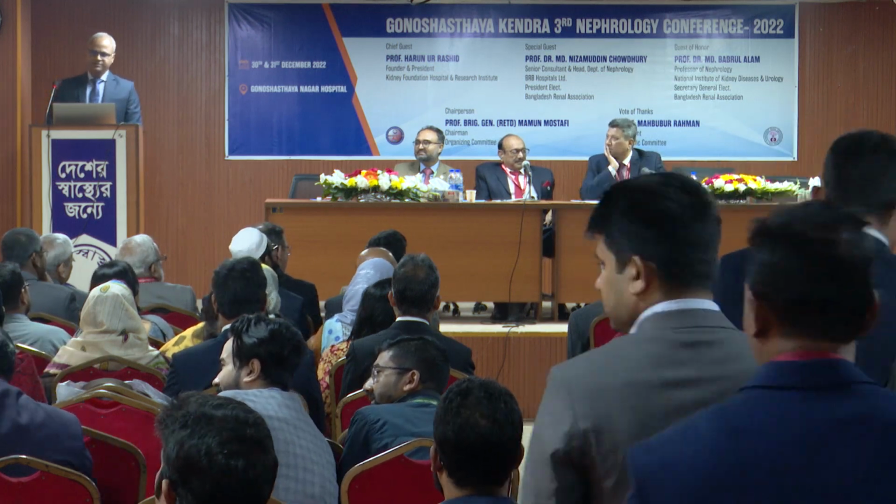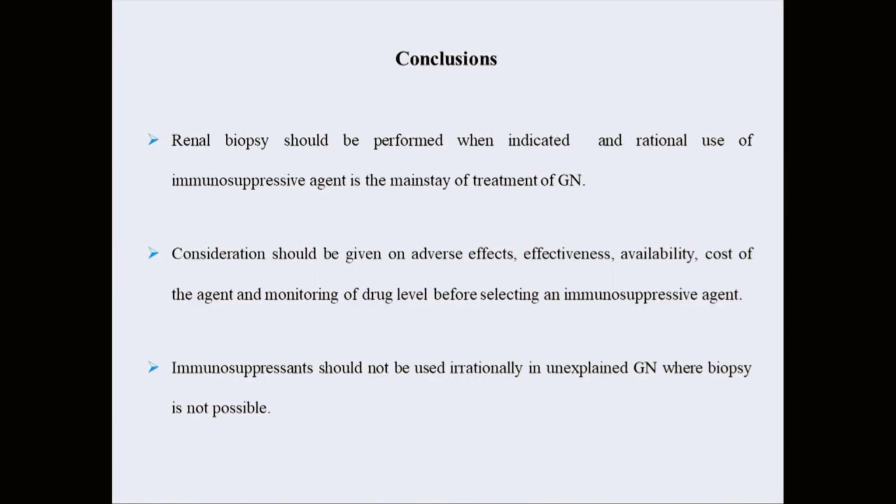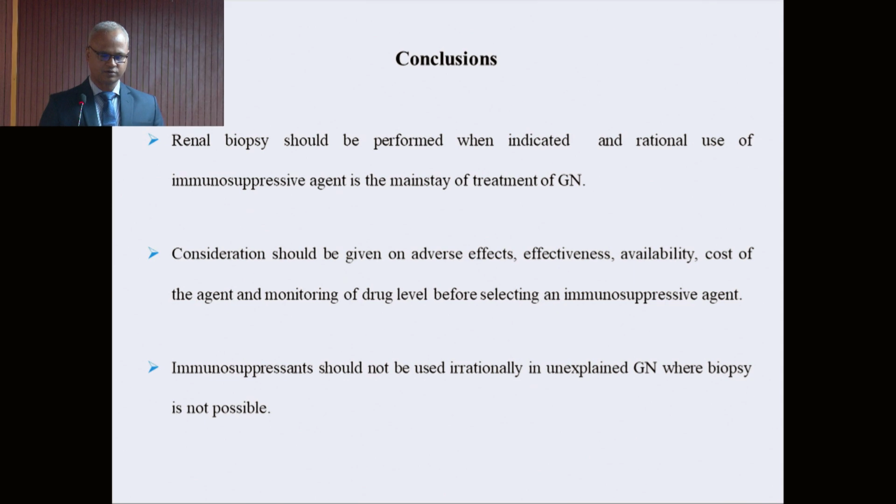In conclusion, renal biopsy should be performed when indicated, and rational use of immunosuppressive agent is the mainstay of treatment of glomerulonephritis. Consideration should be given on adverse effects, effectiveness, availability, cost of the agent, and monitoring of drug level before selecting an immunosuppressive agent. And immunosuppressant should not be used irrationally in unexplained GN where biopsy is not possible.